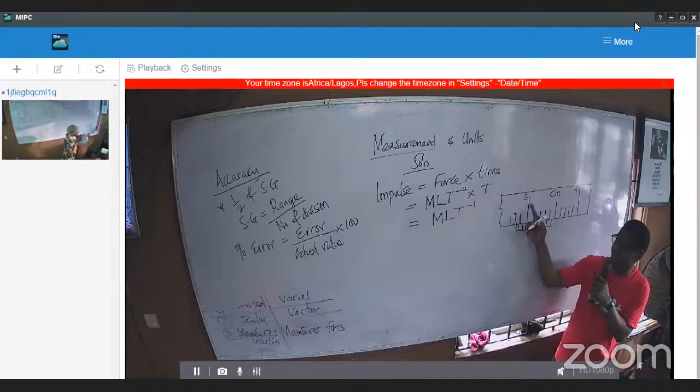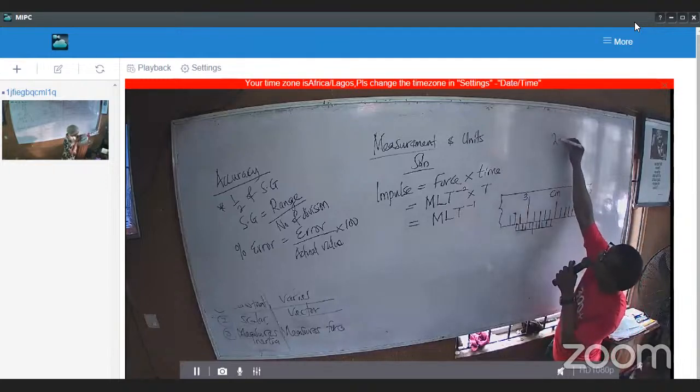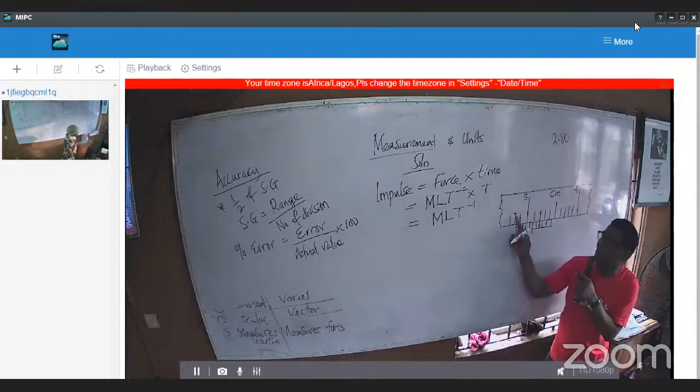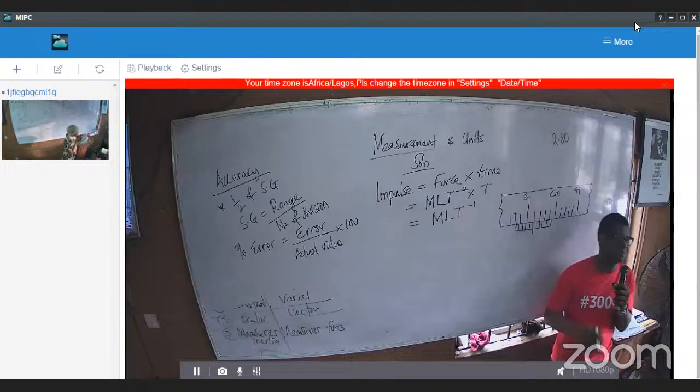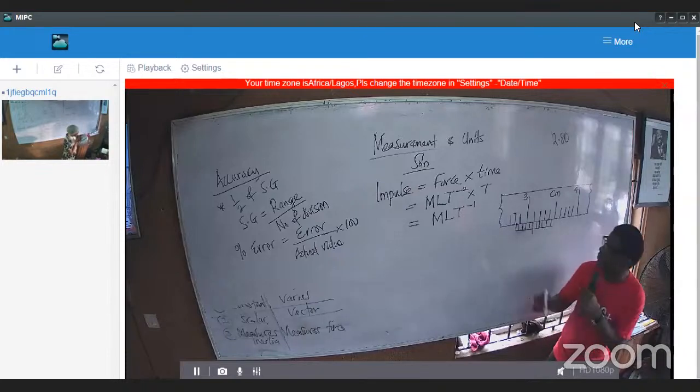So this is 3. The one before 3 is how much? 2.9. The one before 2.9 is how much? So we're going to record 2.8. You record the main scale that was there before the vernier scale starts. So this is 3, this one 2.9, this one 2.8. You now go and look for where the main scale and the vernier scale overlap.